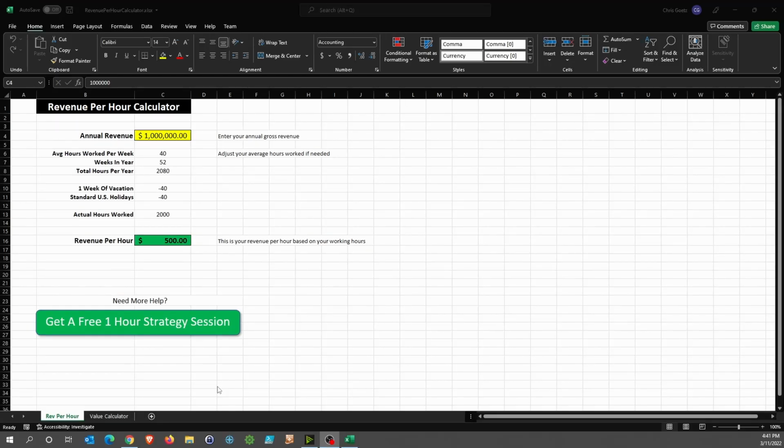All right, so we're in our calculator that shows you how to put these numbers together. Very easy. You can adjust this top number. You can also adjust your average hours worked per week if you would like. But for this example, we'll start out with the $1 million that we already covered. If your business generates $1 million in annual revenue, then what you're really generating per hour during your 40-hour work week is about $500 an hour.